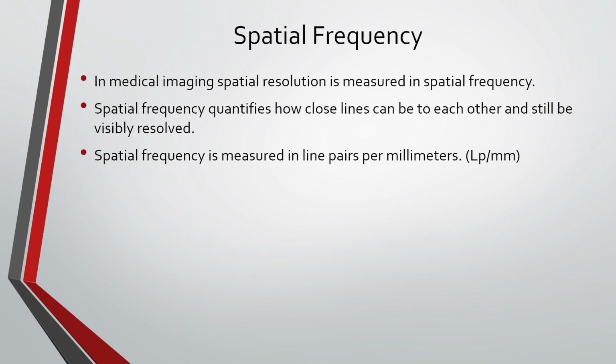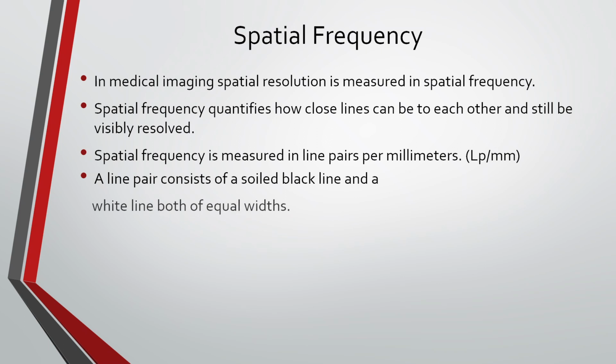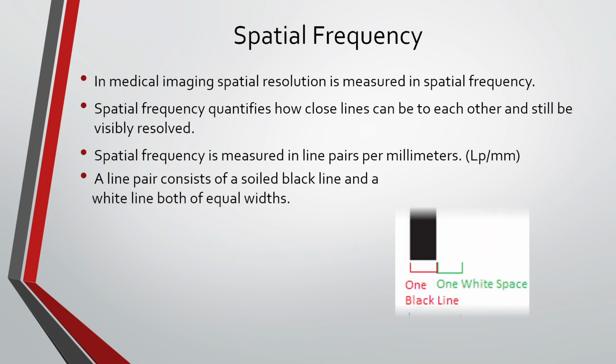Spatial frequency is measured in line pairs per millimeter. How many of those lines, a pair of them, two of them, can be visibly done in every millimeter, okay? A line pair consists of a solid black line and a white line, both of equal widths. So this is one line pair we see below. It's one solid black line, and then there's a white line. So this would be one line pair, all right?